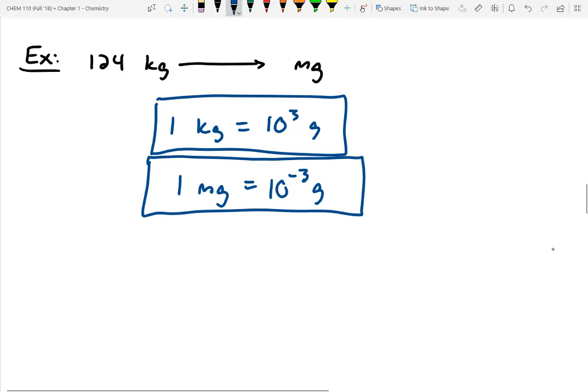So now we have everything we need to set up this problem. I'll give you a minute to work on this, but check with your neighbor and see if you're setting it up the same way as your neighbor.